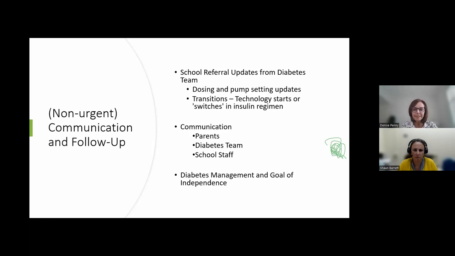And some of that just may be clarifying whose role is what, or clarifying that the parents may have misunderstood or that you may have questions as well. The ultimate goal in terms of the support that you provide is to help in terms of management of their diabetes, but also to reach that goal of independence for them.